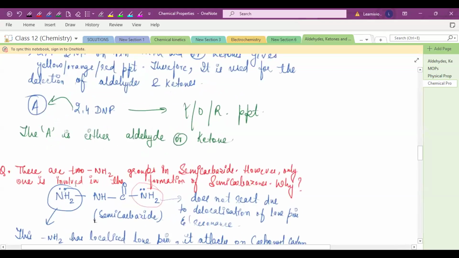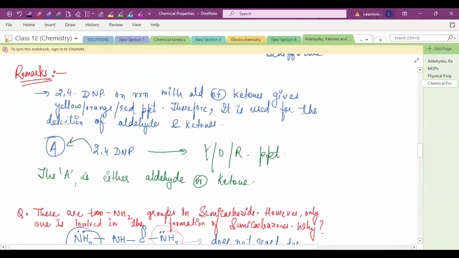Okay, so you can write down the remarks. Suppose we have 2,4-DNP, 2,4-dinitro. This is the structure. On the ring there is an OH group, and on the second position and the fourth position a nitro group is attached. So this is known as 2,4-DNP, dinitrophenol, right? This is OH and this is your NO2 on the second position.